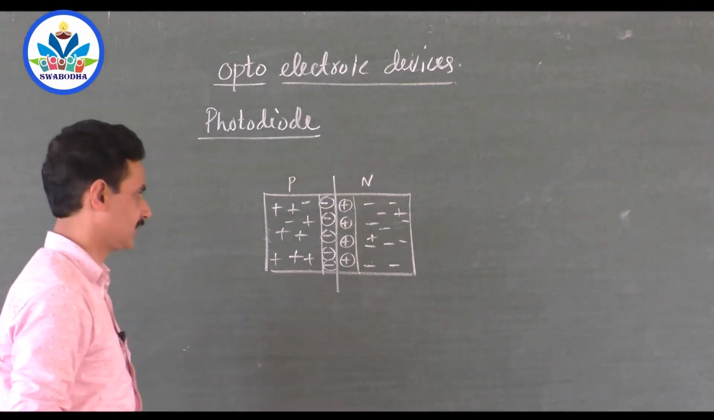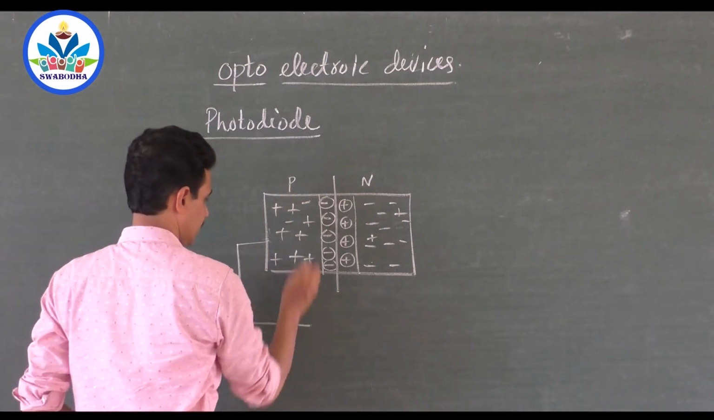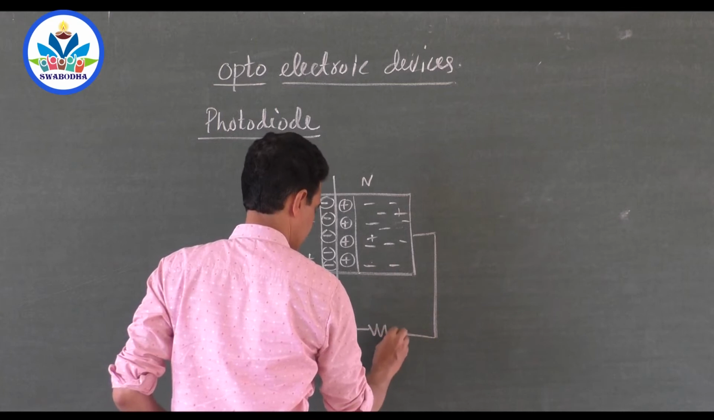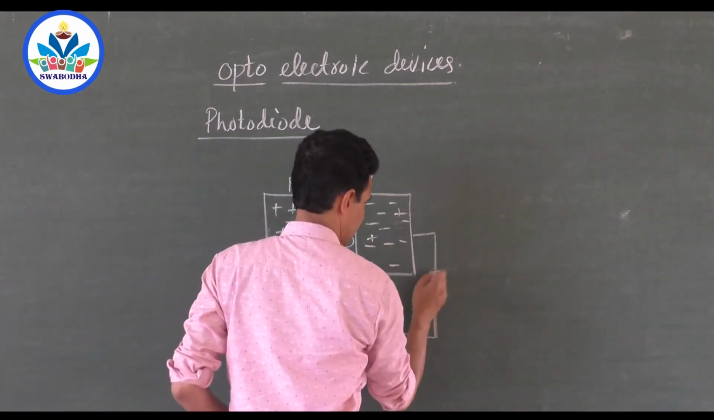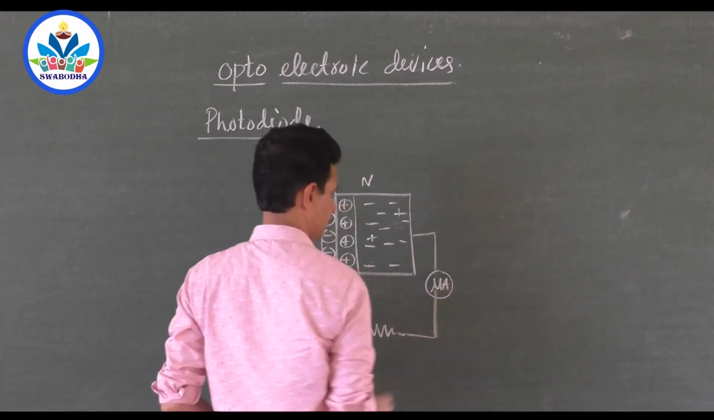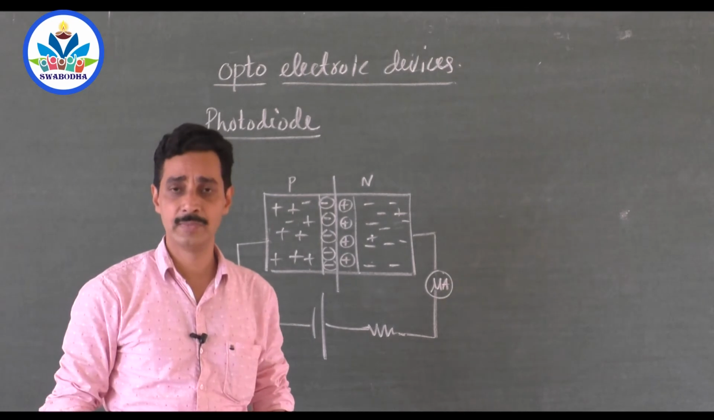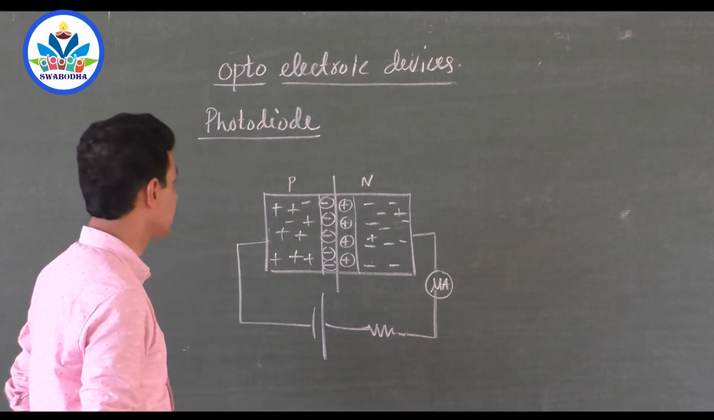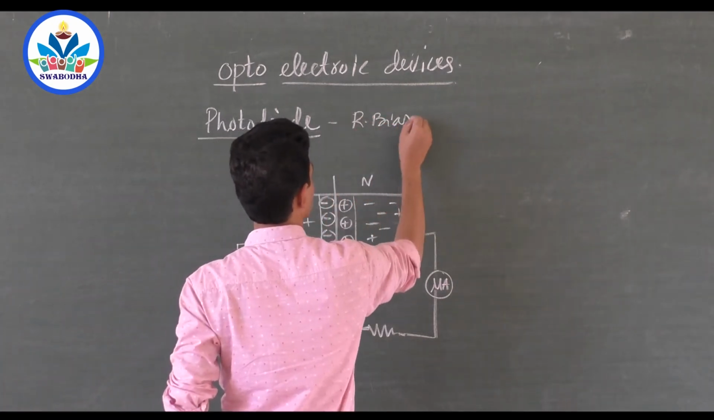So this is the p-n junction, and if you reverse bias it by connecting the p side to the negative of the battery and the n side to the positive of the battery with a resistor, say like this, and connect a microammeter. Of course, reverse current is in the order of microamperes. Forward current will be some 10,000 times more, in milliamperes. Now this is reverse biased, so a photodiode is always reverse biased.